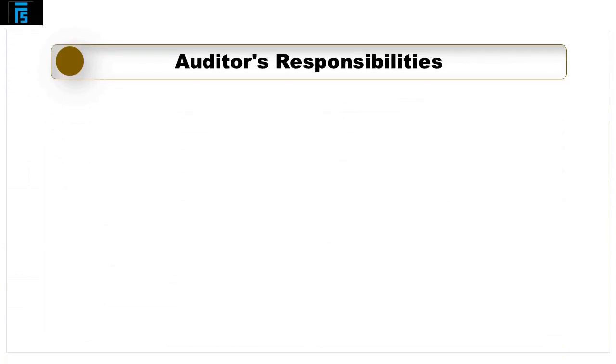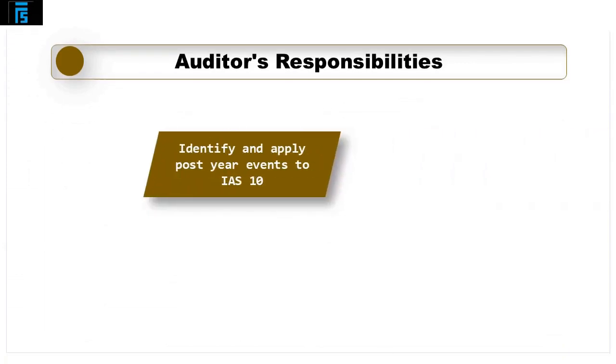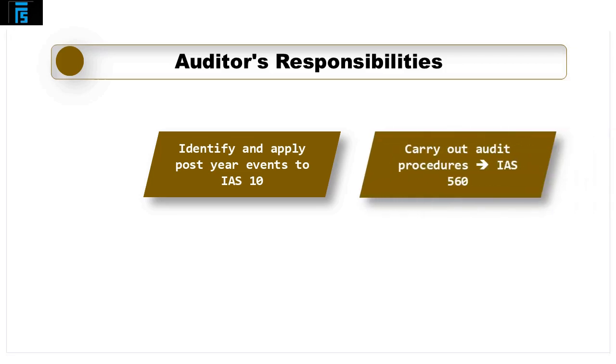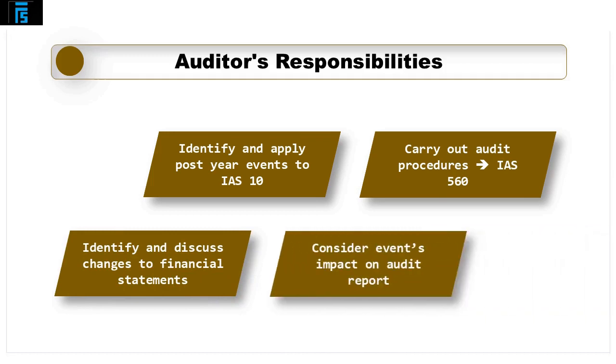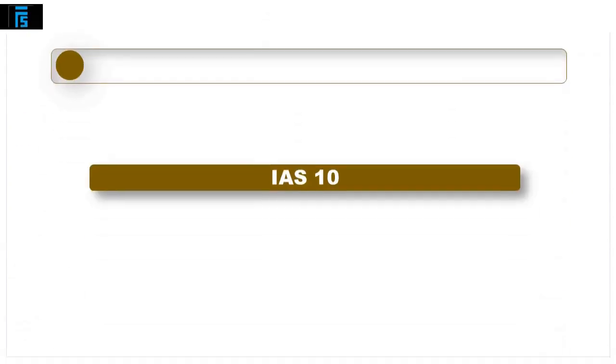The auditor must identify any post-year events and apply them to the accounting standard IAS 10 events after the reporting period. Carry out audit procedures during the review as per the auditing standard ISA 560. Identify and discuss with management any changes needed to the financial statements, and consider the impact any events identified have on the audit report and opinion.